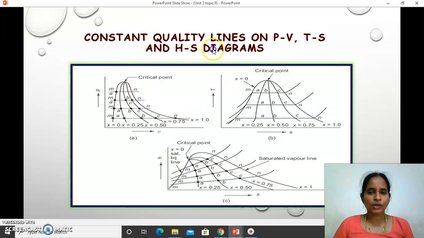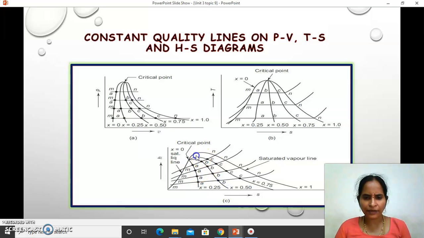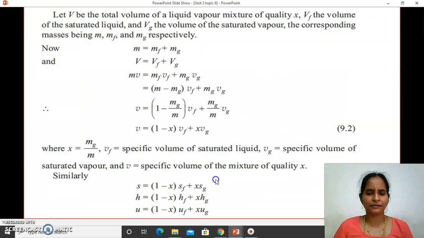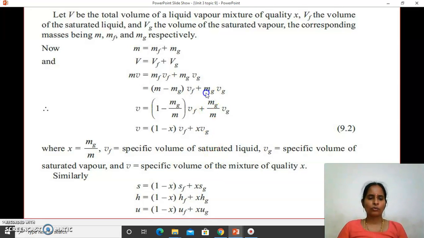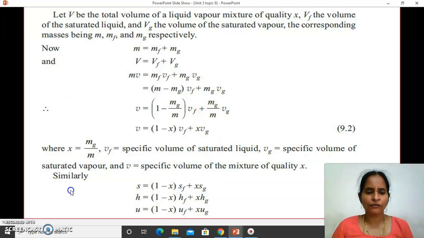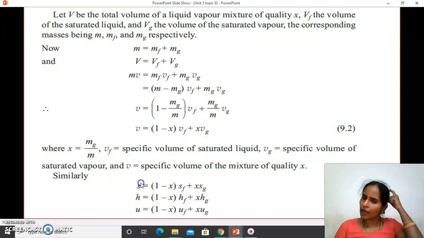And these constant quality lines are shown in PV, TS and HS diagrams. Of course, we will be using HS diagrams or the Mollier chart only. So here you can see the various dryness fraction lines. When we are solving problems, it will be easy to take the points and evaluate the necessary things. One more important derivation we will see in the next video. Let me continue in the next video.